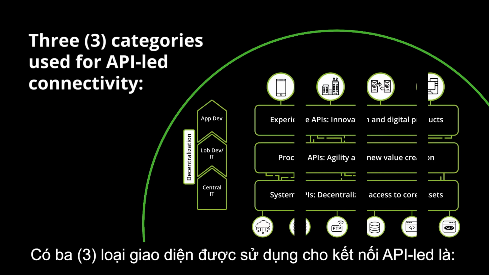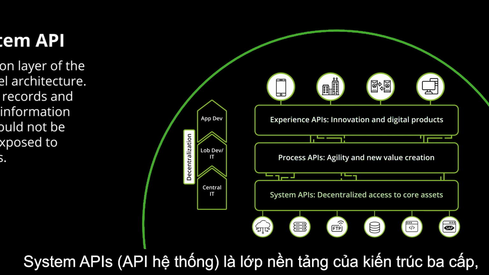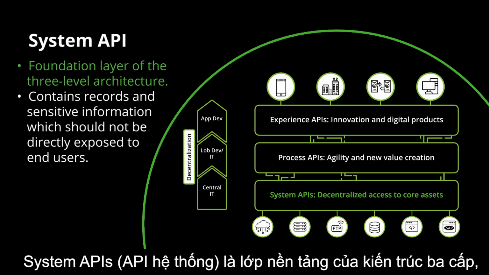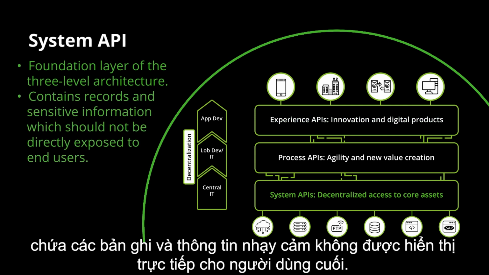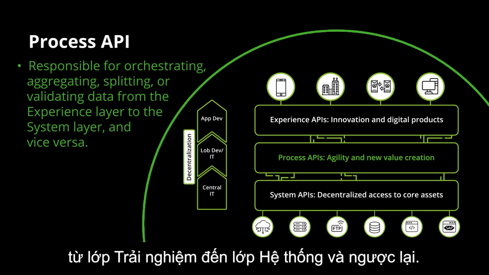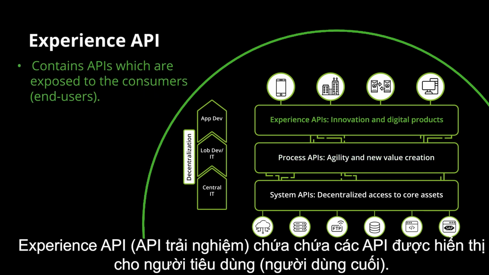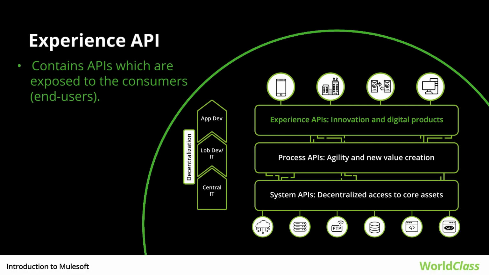There are 3 categories used for API-led connectivity, such as System API, Process API, and Experience API. System API is the foundation layer of 3-level architecture which contains records and sensitive information which should not be directly exposed to end users. Process API are responsible for orchestrating, aggregating, splitting, or validating data from experience layer to system layer and vice versa. Experience layer contains APIs which are exposed to consumers or the end users.